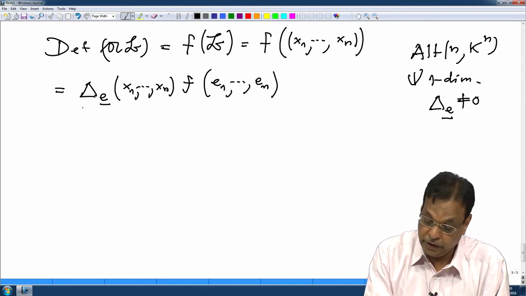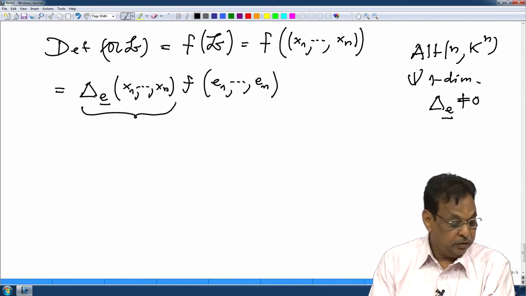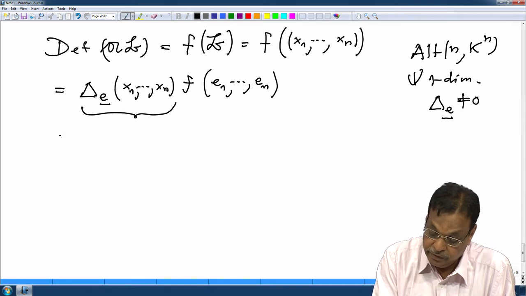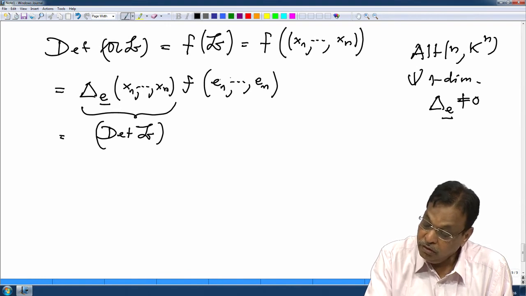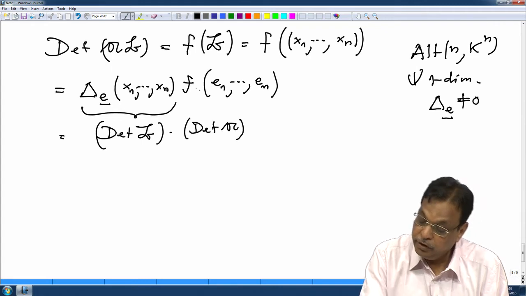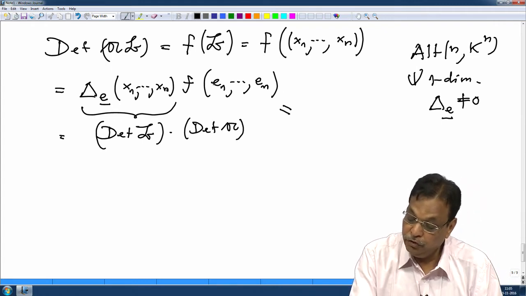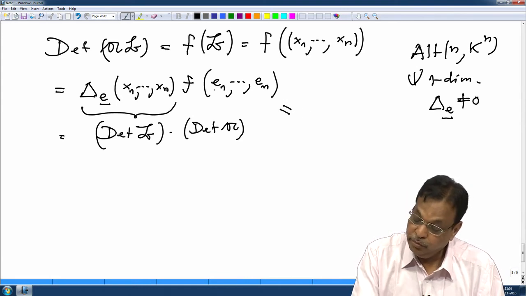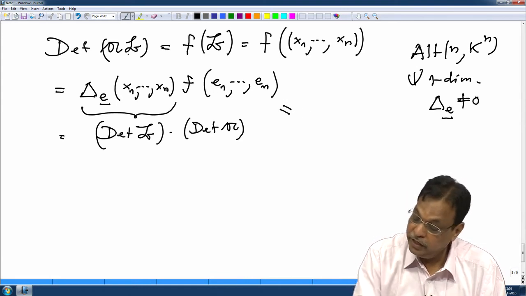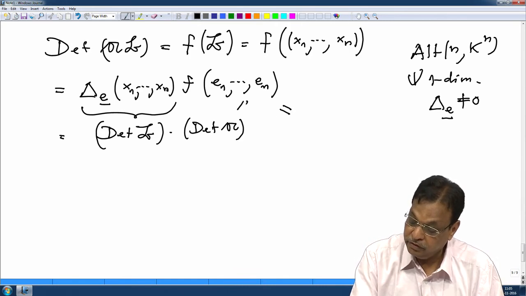This scalar delta E of x1 to xn is precisely the determinant of B, and this one is by definition the determinant of A. Remember, E1 to En are the columns, so B is E1 to En, that is, B is the identity. So, this is the determinant of A.